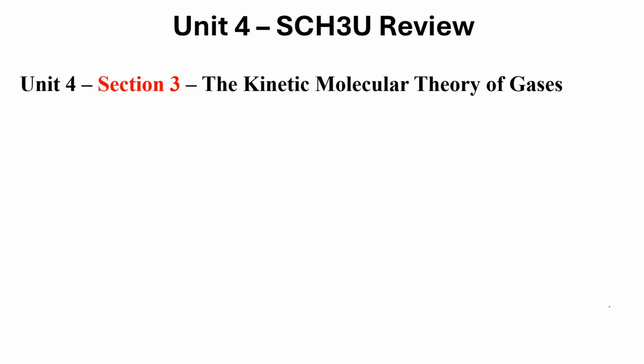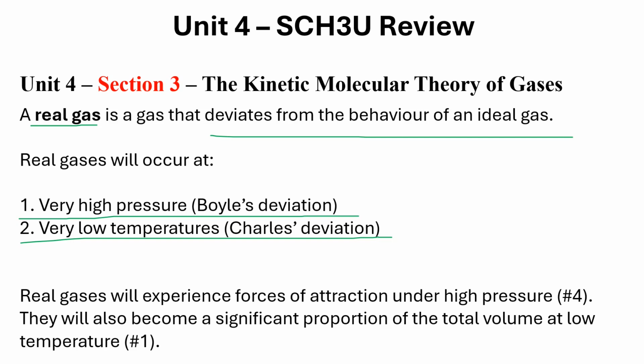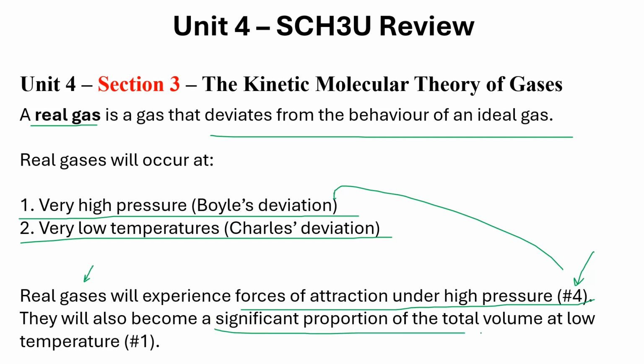So we're also interested in scenarios where a gas won't obey those 5 postulates, and these are called a real gas. So real gases deviate from the behavior of ideal gases. They're going to occur at 2 places, very high pressure and very low temperatures. And I do have the rationale here on the slide as well. Real gases will experience forces of attraction under high pressure, so this violates postulate 4 of our molecular theory. So that one. And they will also become a significant portion of the total volume at low temperatures. So that's going to violate that one. So those are 2 scenarios where real gases occur.